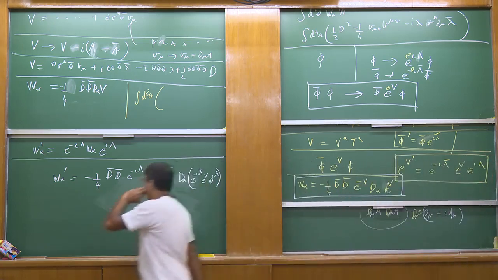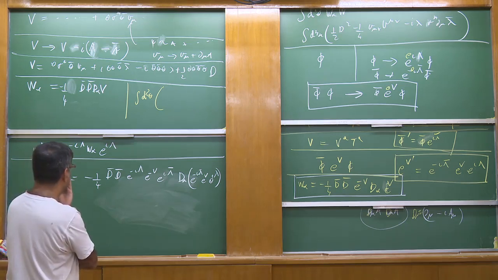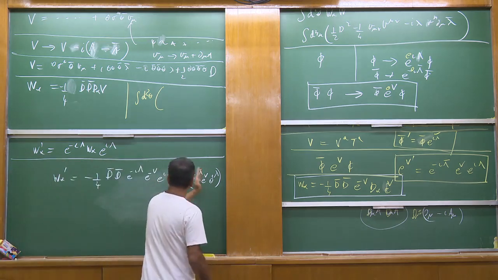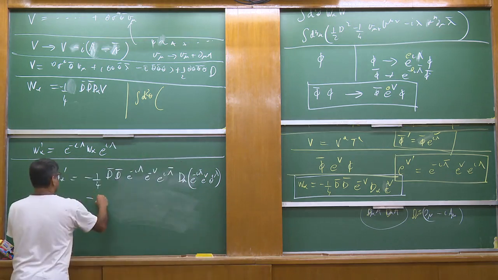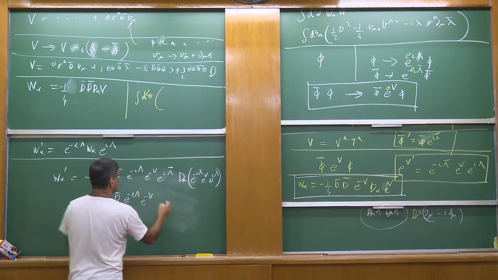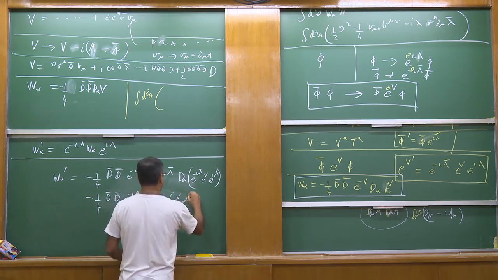Now how do we manipulate this? Lambda is a chiral multiplet and lambda bar is an anti-chiral multiplet. So D on the first guy is 0, and so this D goes through here. That's the first thing. So this is minus 1/4 D bar e to the power minus I lambda e to the power minus V, and then we get D alpha of e to the power V e to the power I lambda.